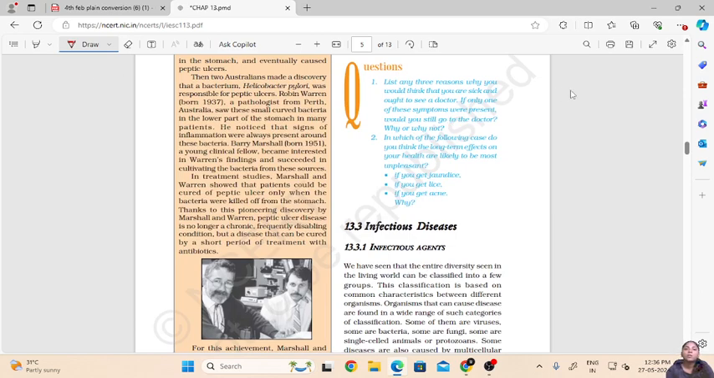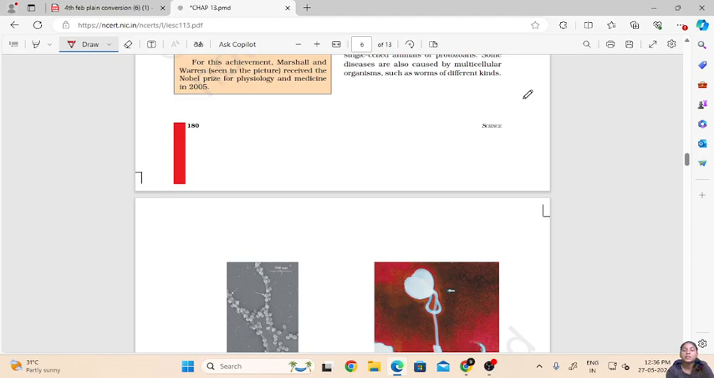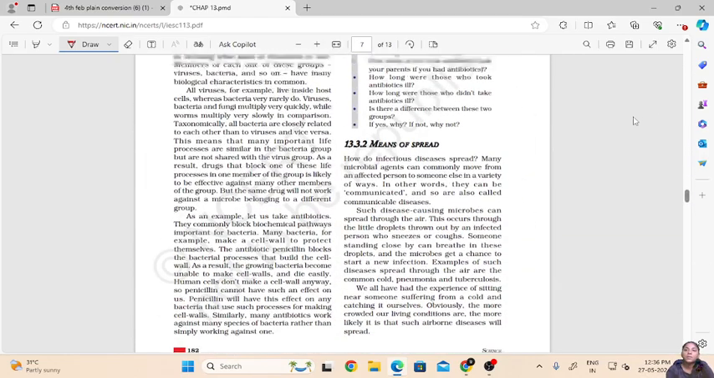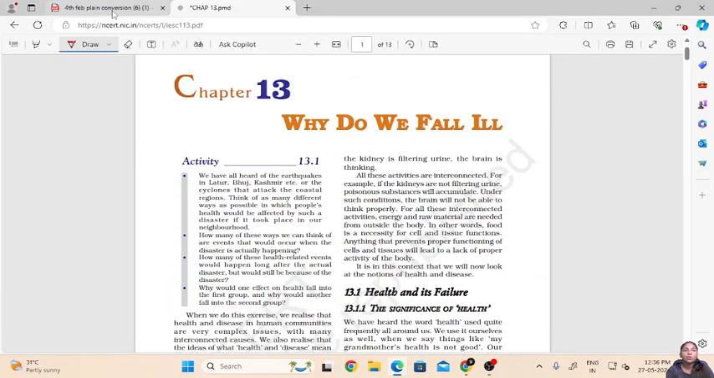So this is all for this class. In the next class we will learn about infectious diseases, the infectious agents which are there, and the means of spread of the diseases.